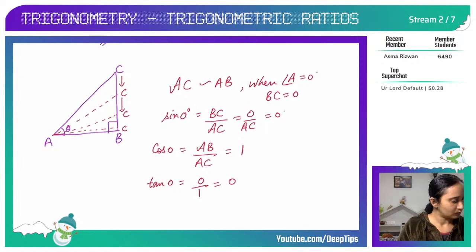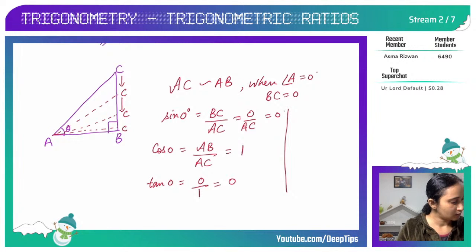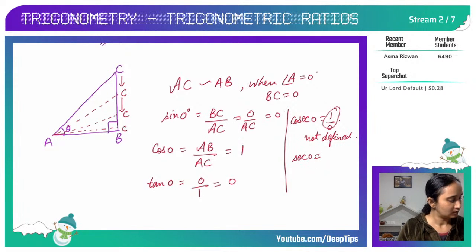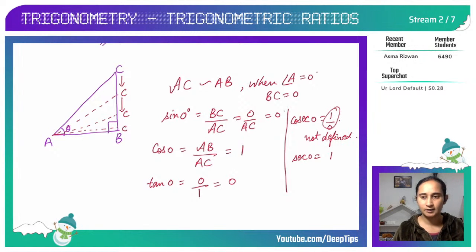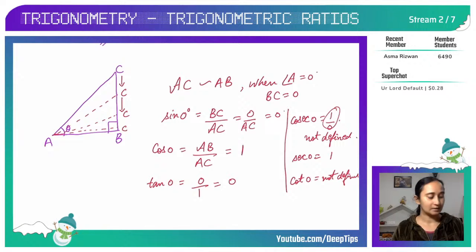Now let's look at the remaining 3 trigonometric ratios. Cosecant 0 will be equal to 1 by 0, which is not defined. We cannot define it, right? When we are dividing by 0, we cannot define it. Now secant 0 is 1 only, 1 upon 1, right? And cot 0 is again not defined. So these are the values of trigonometric ratios when theta is 0.